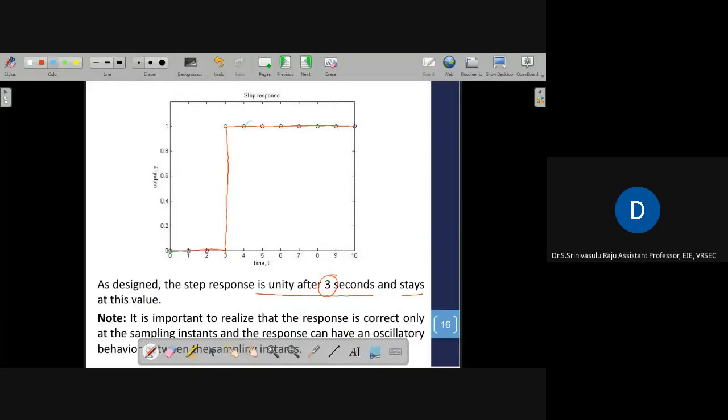You see here, we don't know the response between these two sampling instances of time. It may be oscillatory, but we are not focusing on that. Our point is whether it is able to track the step input at the sampling time. That's all. So we don't want to worry about that point.